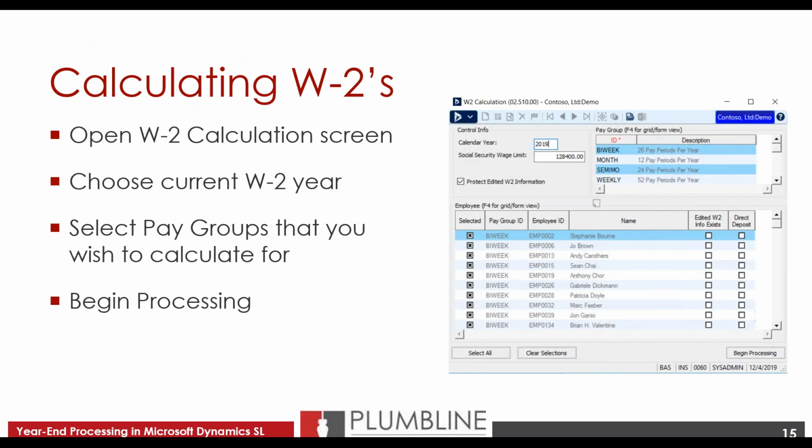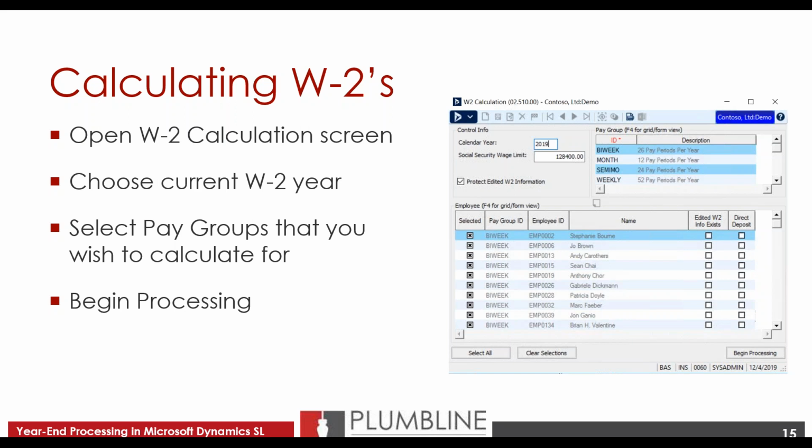So once the year-end updates have been applied, you're ready to move forward with doing the W-2 calculations. We would open the W-2 calculation screen, which is in the Payroll module. You would choose the current W-2 year that you're processing for, to enter that in the calendar year field, and then select the pay groups that you wish to calculate for. So in the pane in the top right corner there, you're selecting the pay groups.